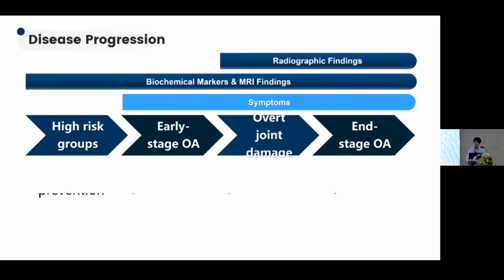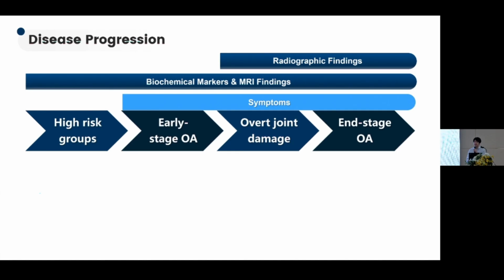Now, let's consider the osteoarthritis continuum. It provides a framework for understanding OA stages and guiding prevention. From the pre-disease to early stage and then late stage, each phase presents interventional opportunities. With that in mind, let's delve into prevention strategies.